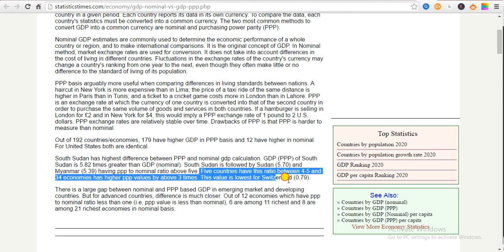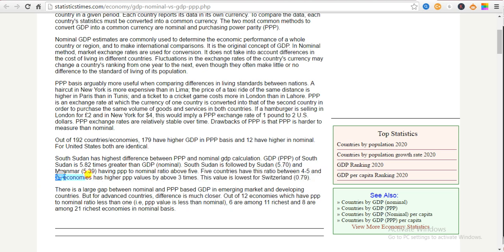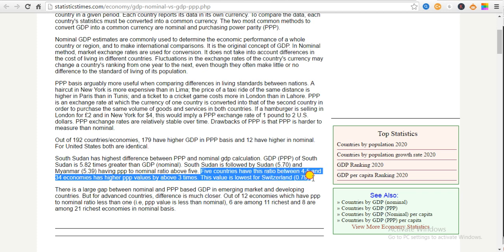So 5 countries have this ratio between 4 and 5, and 34 economies have higher PPP values by above 3 times. So this is a very volatile thing, and it's up to you to discover why this discrepancy is in South Sudan. Are there certain opportunities in South Sudan that are unnoticed because of this discrepancy in the numbers? Because trading is all about looking for opportunities where everyone is looking but no one is really seeing what's going on. So this is why we're getting into the mechanics of things.